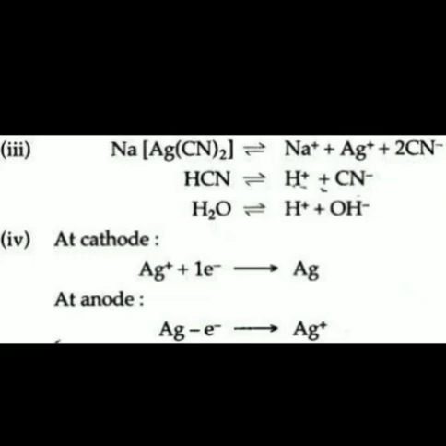So in this way, what happened? The spoon becomes electroplated with silver. In this way the brass spoon is electroplated with silver.